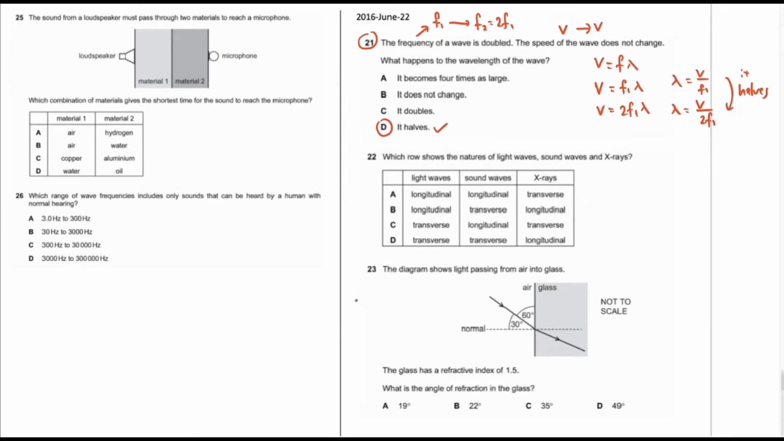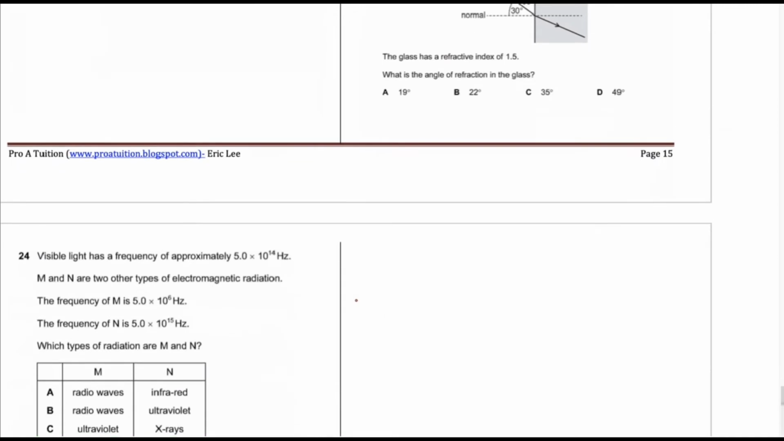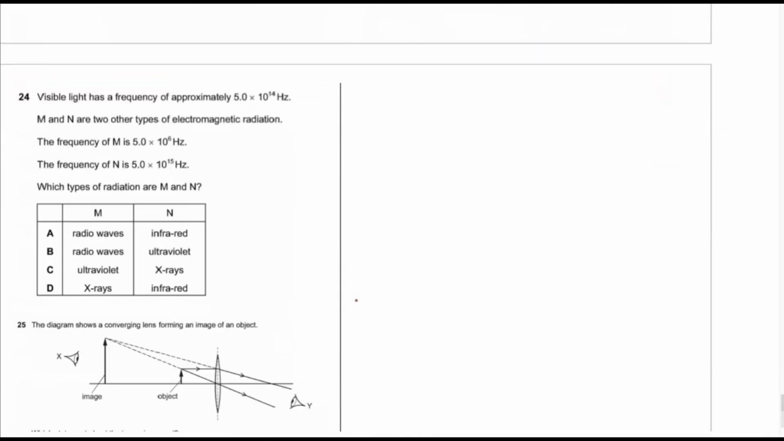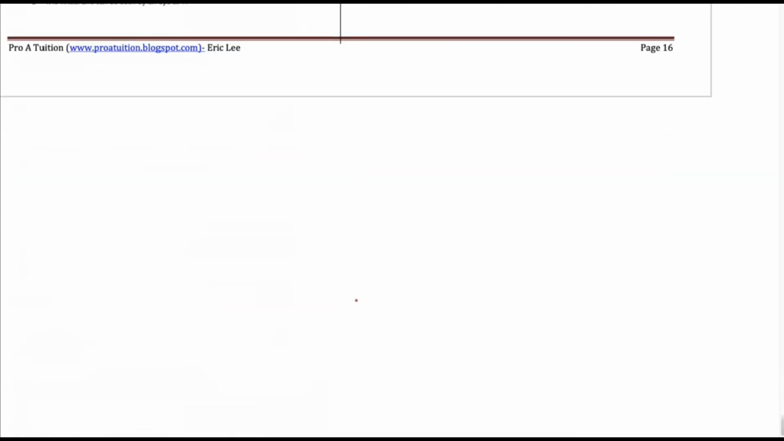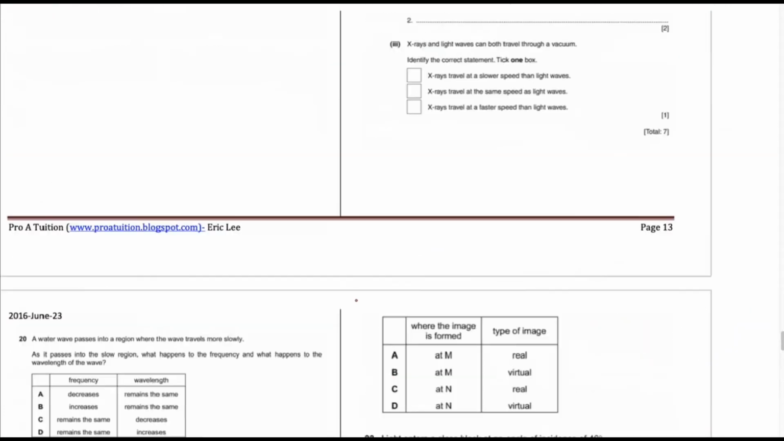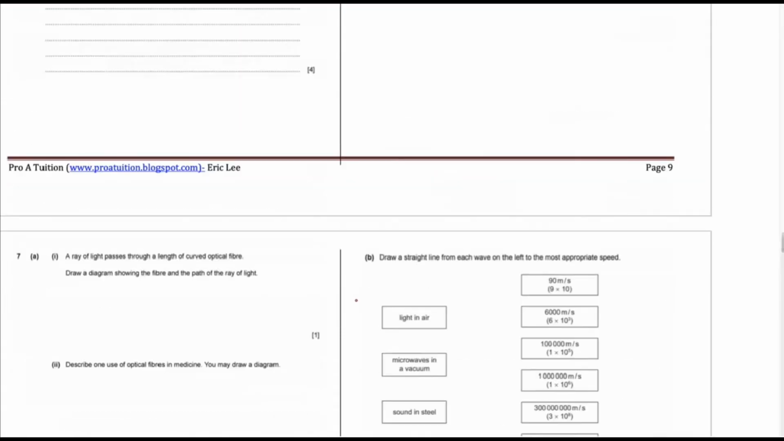Then let's just move on to see what else we can practice. Okay, no more already, so we can't practice anything. So we just continue. Okay, let's continue with the notes.